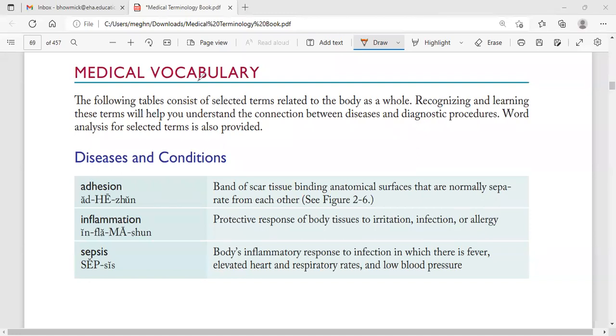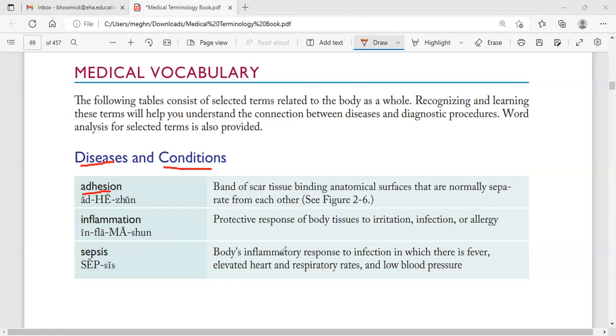So, medical vocabulary, more on disease and medical conditions. First of all, this is called adhesion, right? A band of scar tissue binding anatomical surfaces that are normally separate from each other. Now, inflammation means the protective response of the body tissue to irritations, infections, or allergies.